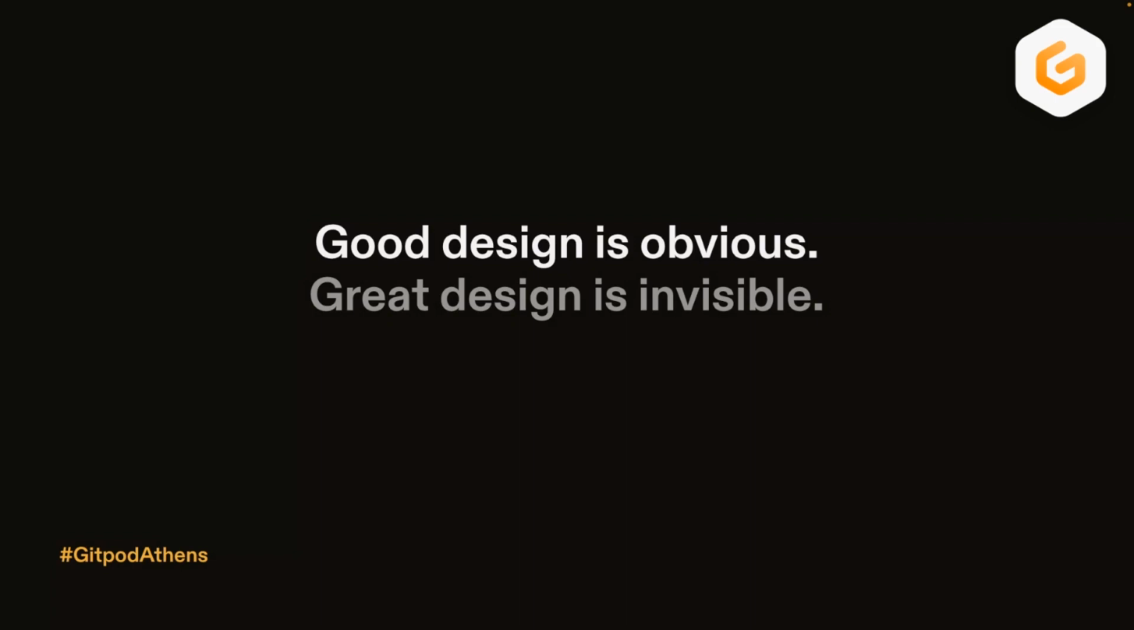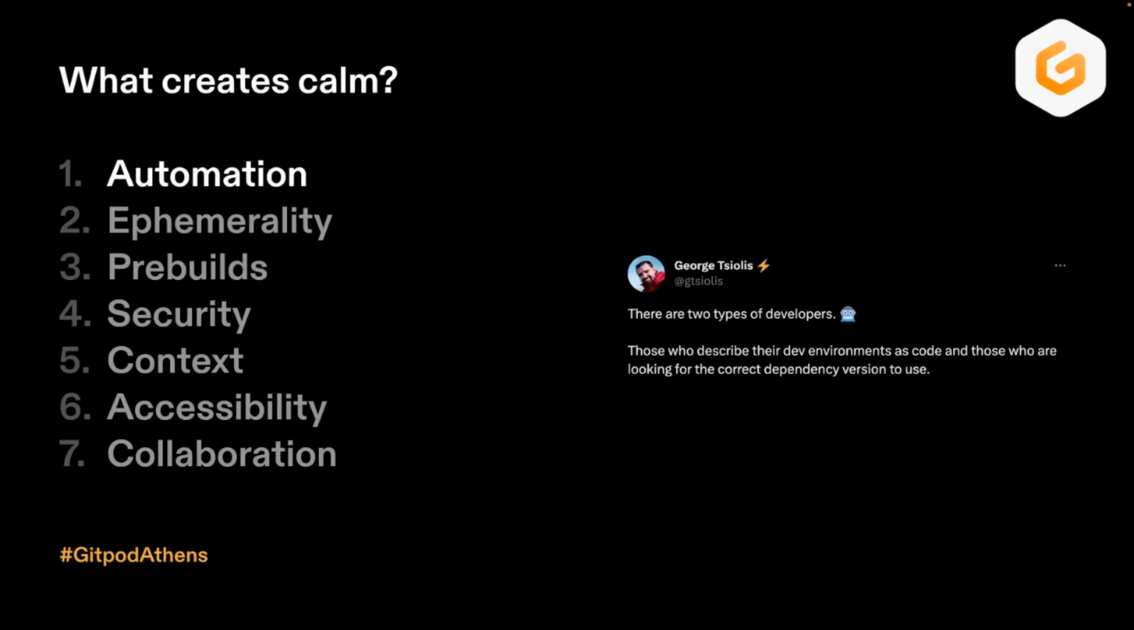So maybe you've heard this before. They say good design is obvious, but great design is visible. And in a similar way, when a tool disappears when you start using it, whether it's a pencil or something similar, this is what cloud development environments aim to do. And so what can bring calmness into our development workflow, what things can we use?